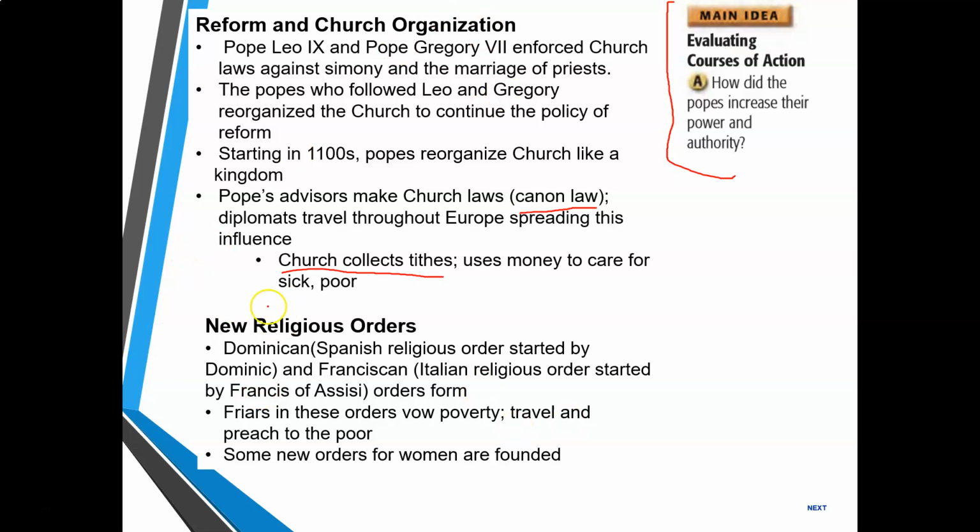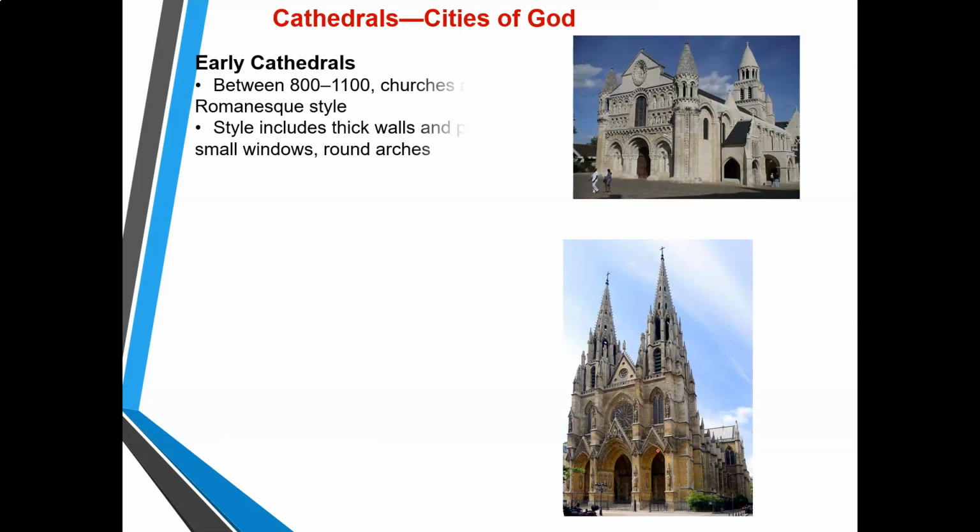So we start to see certain groups, such as the Dominican order, which is basically a Spanish religious order started by Dominic, and then the Franciscan order, which is actually an Italian religious order started by Francis of Assisi, right? And then you start to see more religious orders following the same premise of the church. They're controlling, or helping control, different areas for the papal state, all right? And even women had created their own orders themselves, okay?